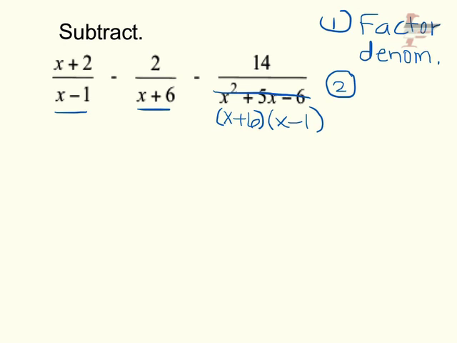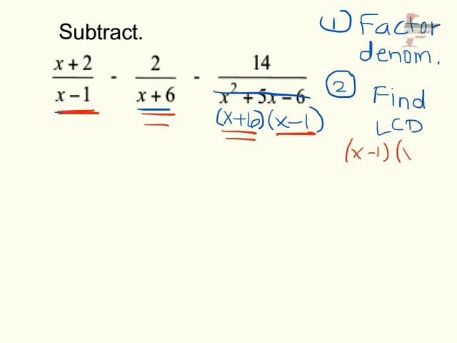you want to find the LCD. In this case, I can see that two of the denominators share an x minus 1, and then I can also see that this and this one share an x plus 6, and that takes care of everything. So my LCD is going to be x minus 1 and x plus 6.